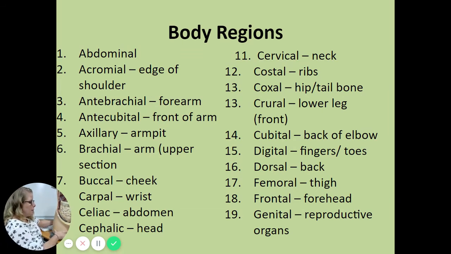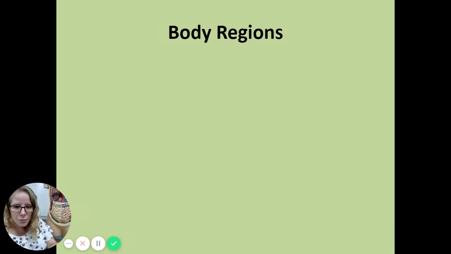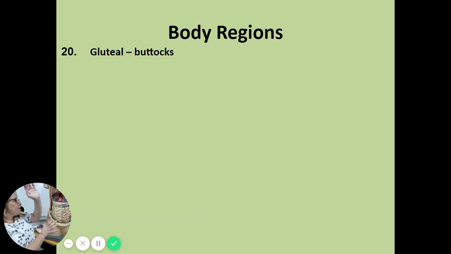Genital refers to the area with the reproductive organ. So it's going to be in this region right here. There's more. Gluteal refers to buttocks. This is not a new term, so I'm sure you know it. It refers to the buttocks.